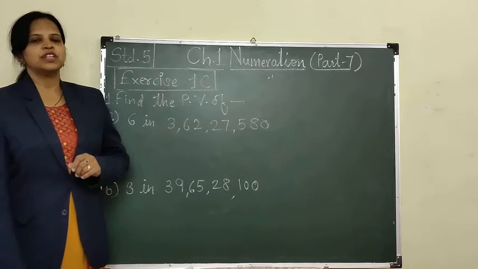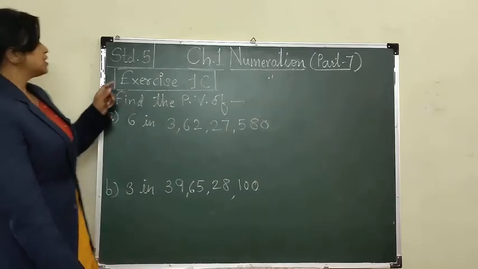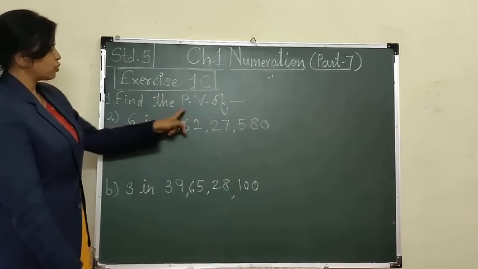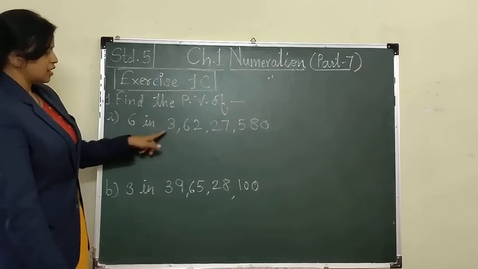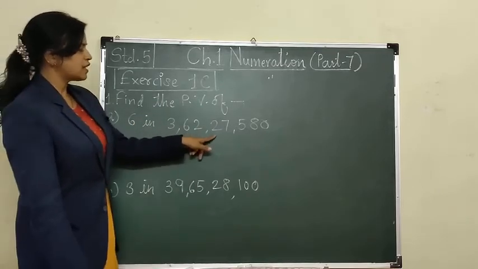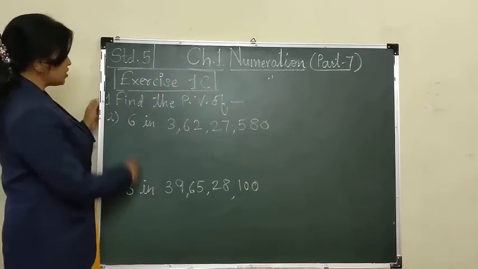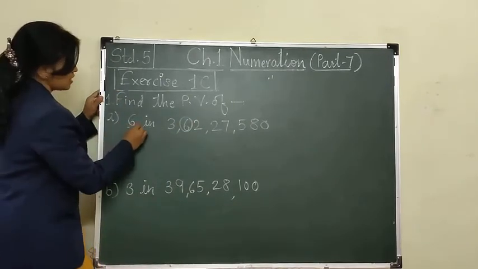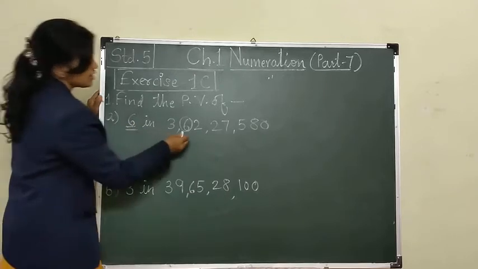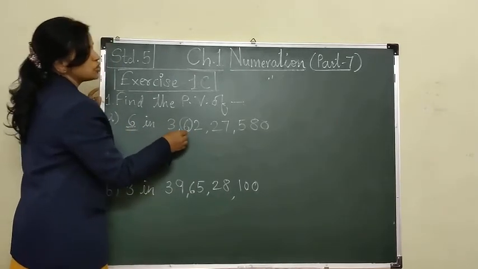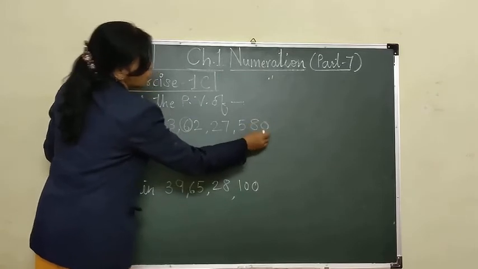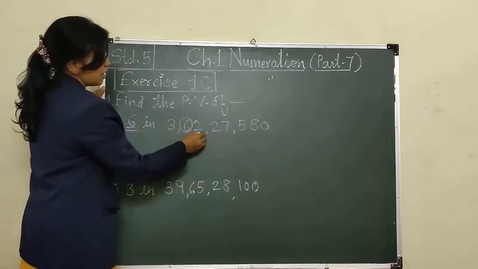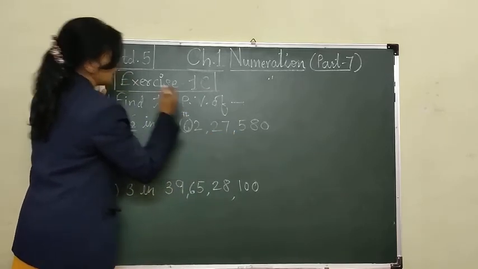Now let's continue with exercise 1C, question number 1. Find the place value of 6 in 3,62,27,580. Now where is the digit 6? First we will circle it. So I circle 6 here. Now 6 is at which place? Start counting from the extreme right hand side. This is ones, tens, 100, 1000, 10,000, lakh, 10 lakh. So this is at 10 lakhs place.